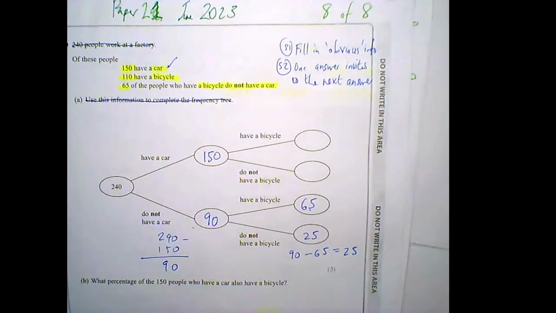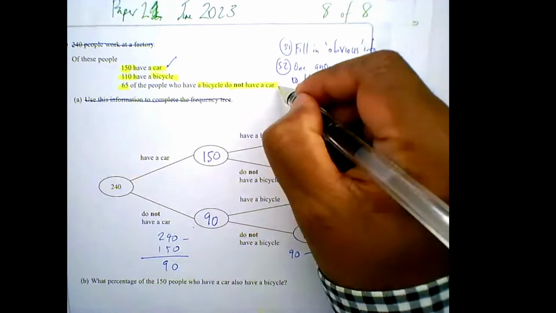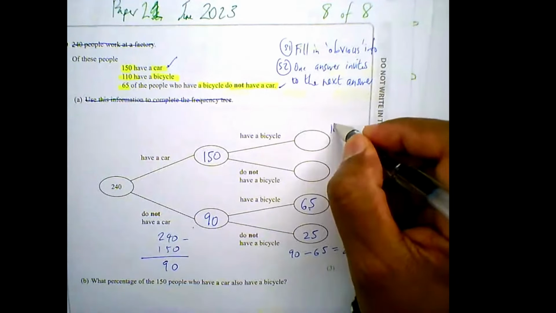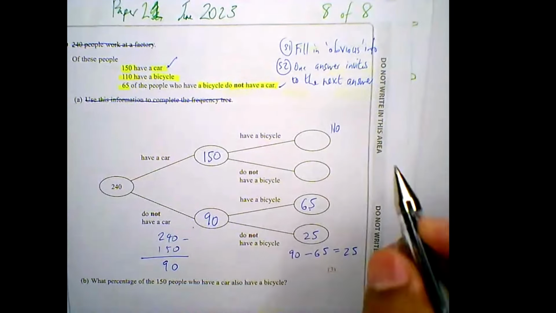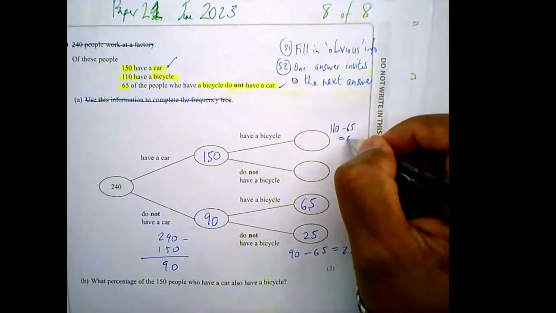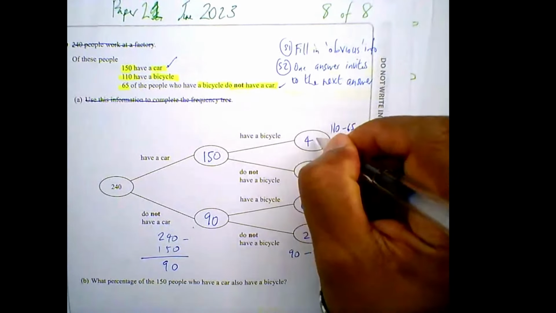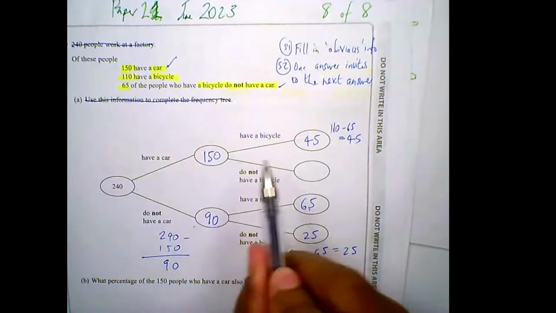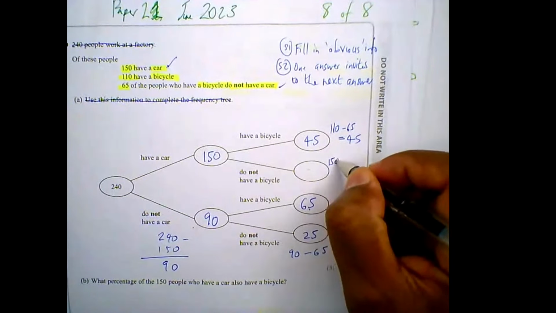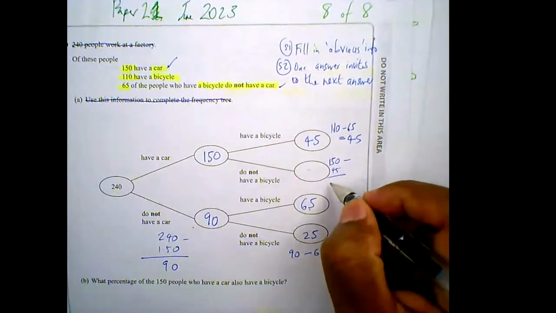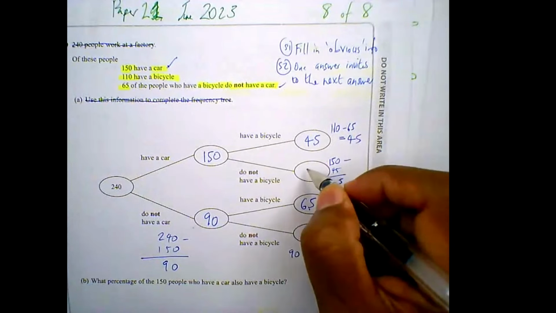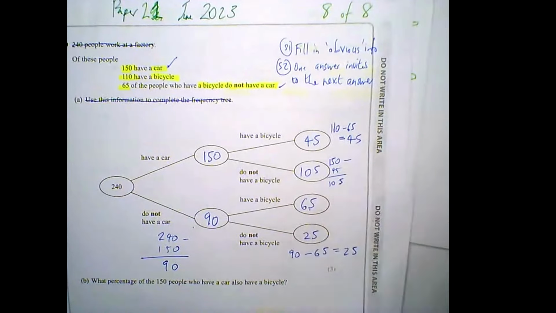And now I can go back to that second sentence, which is 110 have a bicycle. So have a bicycle is 110, and I have a bicycle is here as well, which is 65, so I can take them away. 110 take away 65 is 45, so this goes here. And now 150 take away 45 is my missing circle here. 150 take away 45, which is 105. You think about it, 50 take away 45 is 5, and then you've got the 100, 105. So that's our part A.